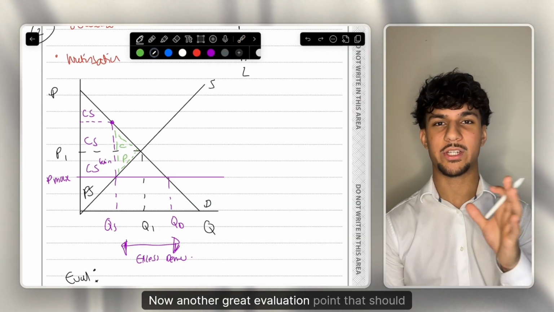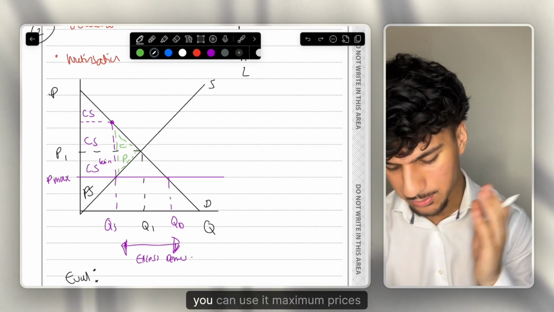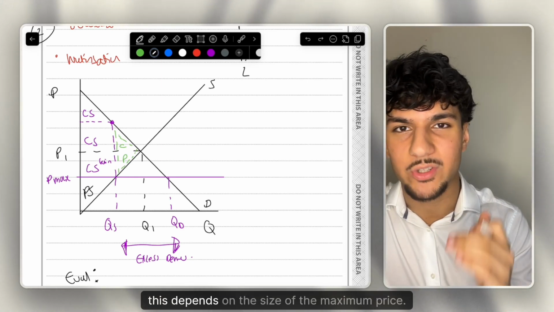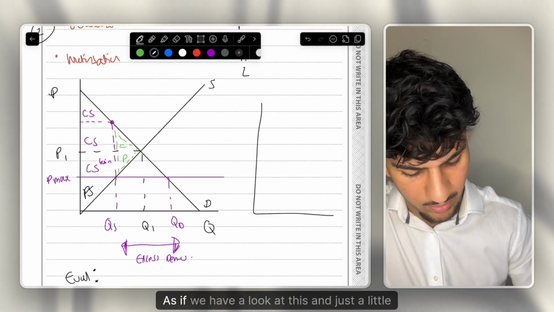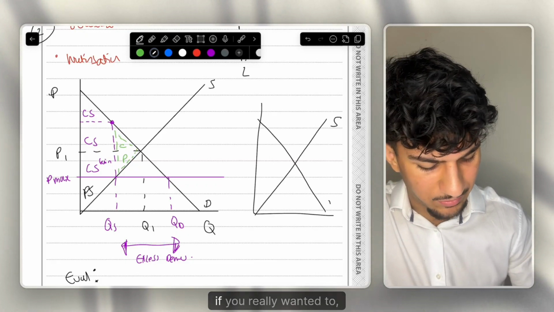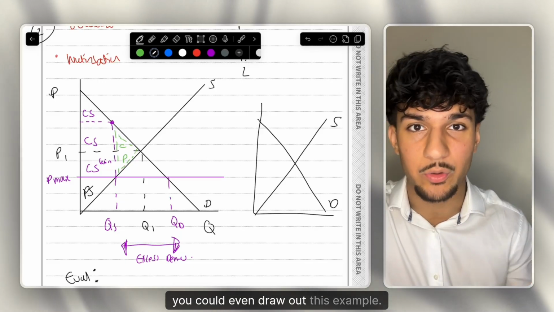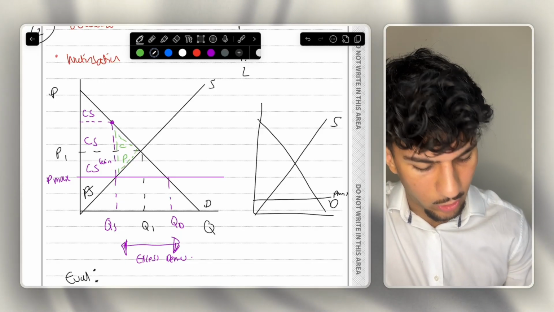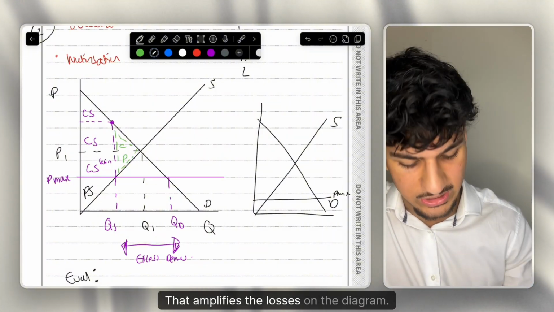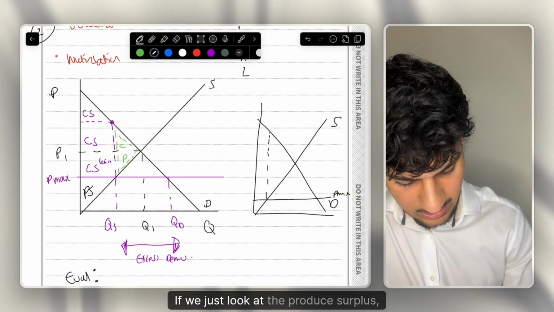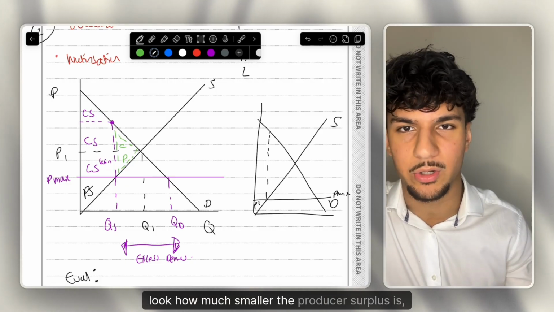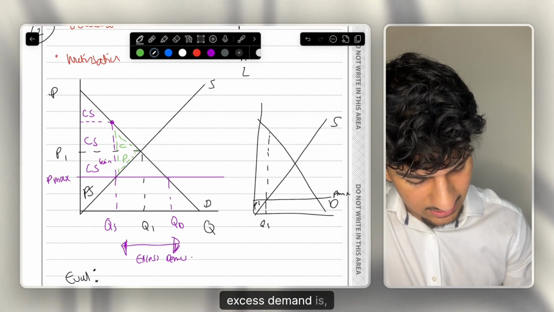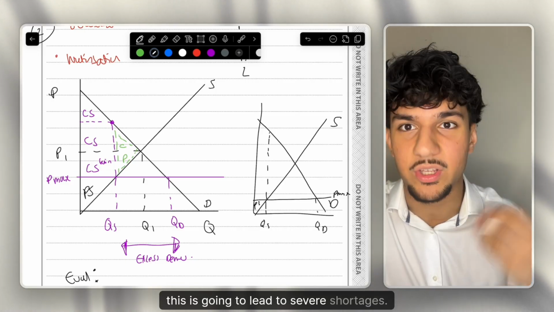Now, another great evaluation point, you can use it in taxes, you can use it in maximum prices, and you've probably heard me say it before, is however, this depends on the size of the maximum price. If we have a look at this, just a quick example, if you had the time, you could even draw out this example. If we set the maximum price somewhere like here, look how much that amplifies the losses on the diagram. Look how much smaller the producer surplus is. Look how much larger the excess demand is, for example, and this is going to lead to severe shortages.